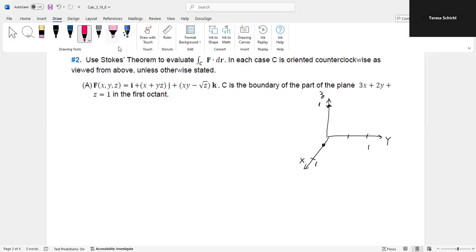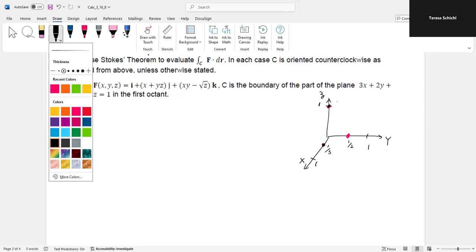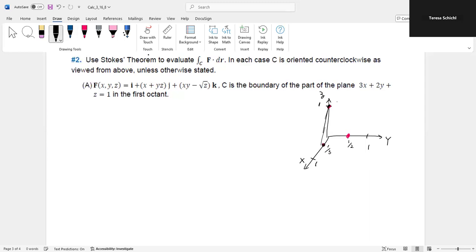Let me put a different color. So this is 1/3, this is 1/2, and this is 1. So this will be the surface. They said it is the boundary of part of the plane in the first octant. So this is my surface S here, right?